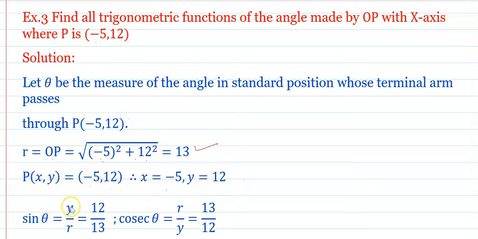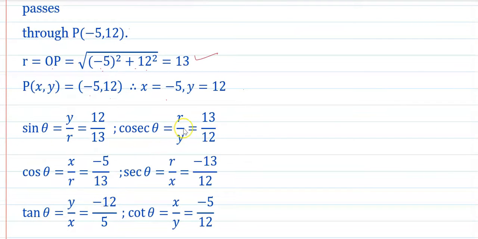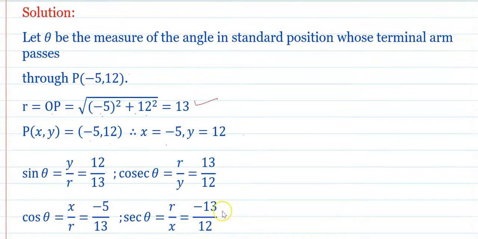What about the sin theta? Y upon r, that is 12 upon 13. Cosec theta, that's a reciprocal, r upon y, 13 upon 12. Cos theta is x upon r, minus 5 upon 13. Sec theta, r upon x, minus 13 upon 5. Tan theta, y upon x, minus 12 upon 5. Cot theta, x upon y, minus 5 by 12 in this way. Okay, these are the values.